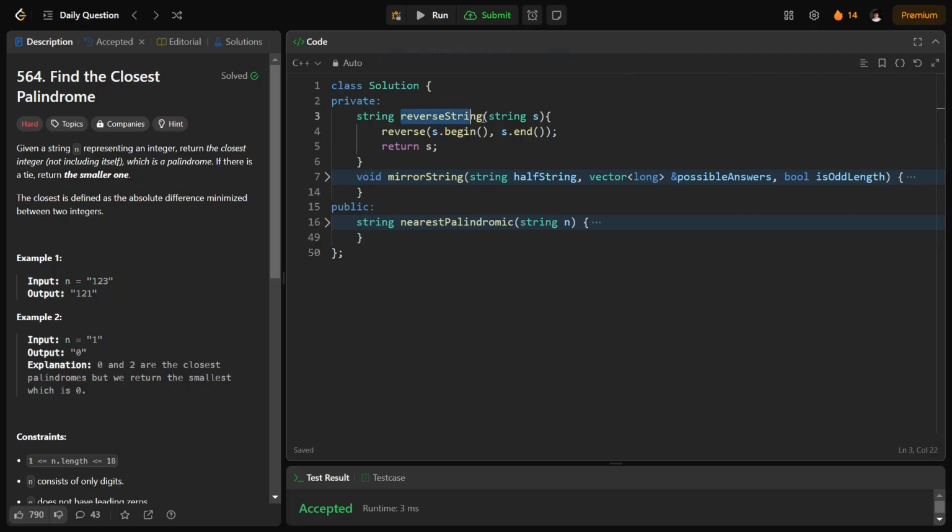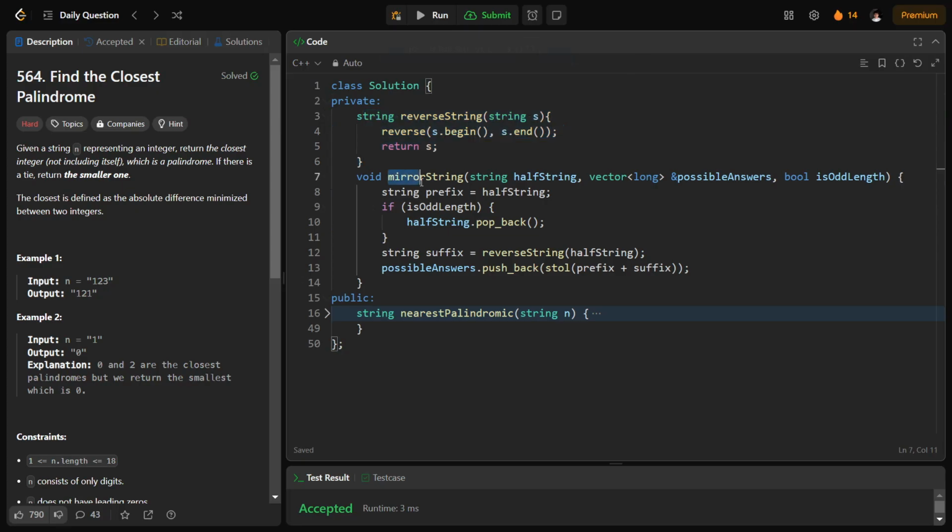So reverse string is a function that takes a string, reverses it, and returns a copy of that string, right? We are passing by value, so we have a copied string. Why do I need this? Given I need to mirror a string, right? So I give the half string, which is the prefix, and a list of possible answers that I could have. I showed you 5 possible cases, right? So this vector would be storing those values.